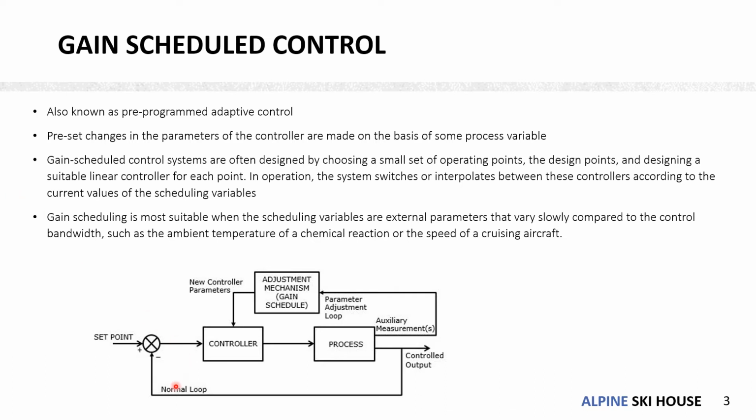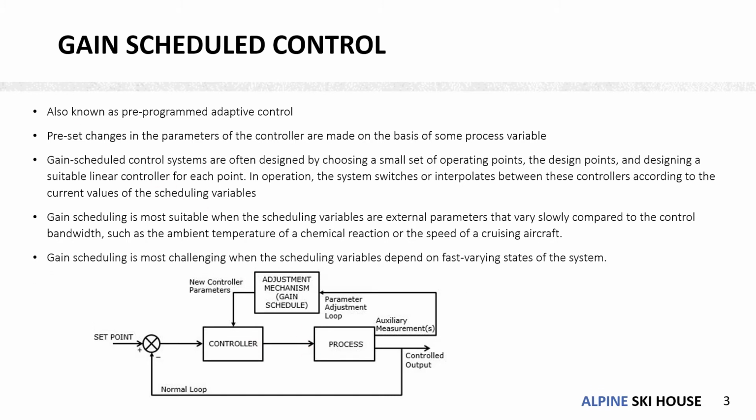The figure shows this gain scheduled control mechanism. Here, based on the input points, the controller operates and the process occurs, and based on the value of the monitored variable or the desired output variable, the parameter adjustment is made. That is, the gain is changed, which is the adjustment mechanism, and based on this gain, new control parameters are given and the cycle continues.